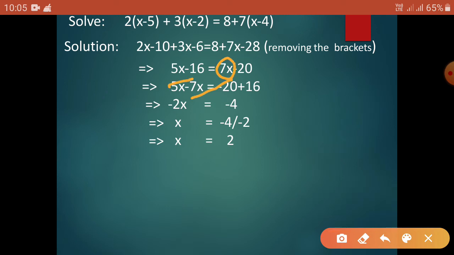We are transposing 7x on the left hand side, so it is 5x minus 7x, that gives us minus 2x. And on the right side, 20 was already there, and we are transposing minus 16 to this side, so it will be plus 16. So minus 20 plus 16 gives us minus 4. So here minus 2x equal to minus 4. Again we have to balance it, so we have to transpose minus 2. If we transpose it, it will come below the minus 4, so it gives us 2, so x is equal to 2.